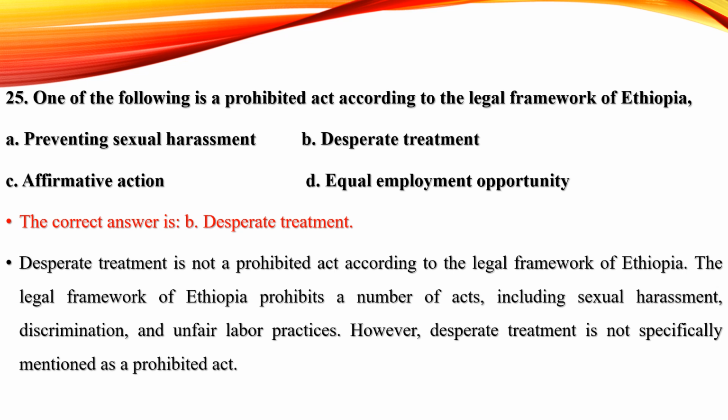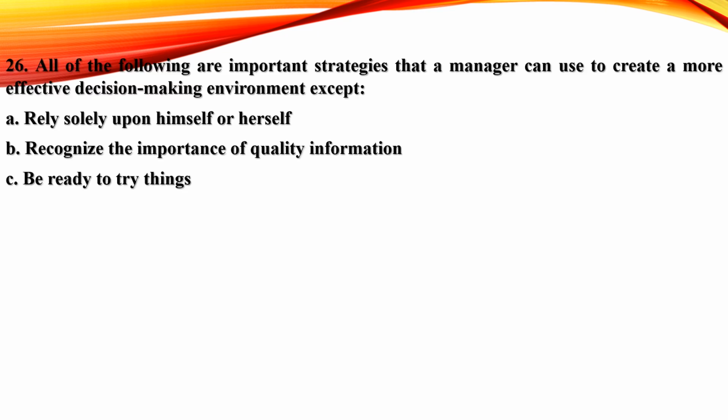So, disparate treatment is not a prohibited act according to the legal framework of Ethiopia. The legal framework of Ethiopia prohibits a number of acts including sexual harassment, discrimination, and unfair labor practice. However, disparate treatment is not sufficiently mentioned as a prohibited act. So you have to know that.